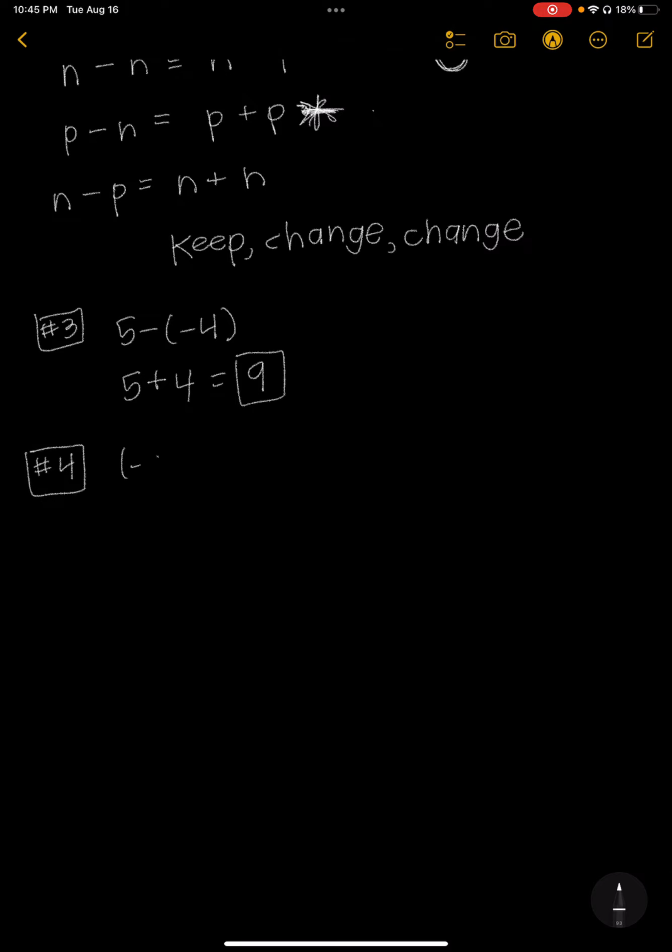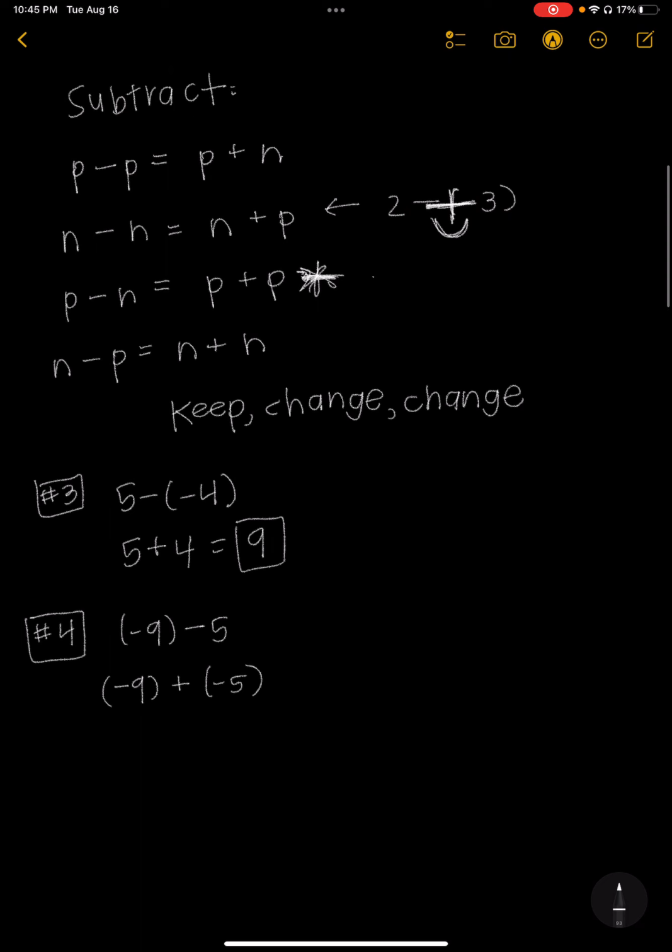Let's say we have negative 9 minus 5. I'm going to do that keep, change, change rule again. So I'm going to keep the sign on the first thing, which is the negative 9. I'm going to change the sign in the middle to be plus, and then the 5, this looks really weird because it's minus 5, but the 5 is positive. I could write this as a negative 9 plus a positive 5. So when it changes, the sign on the 5 actually goes to negative. And so now I've got two negatives that are being added together.